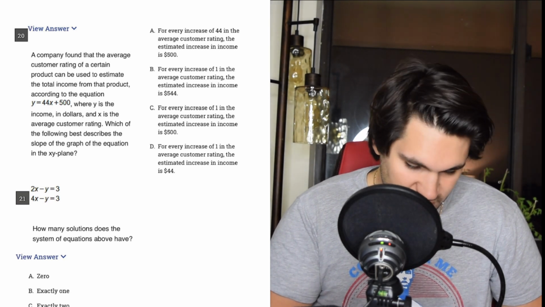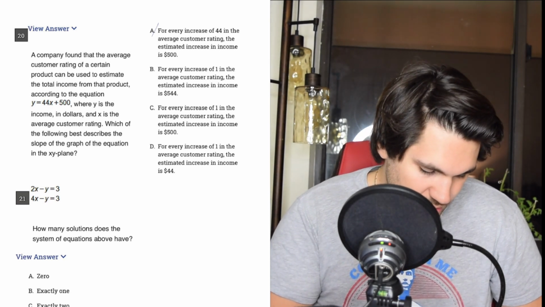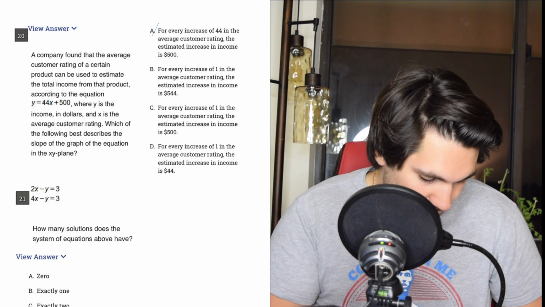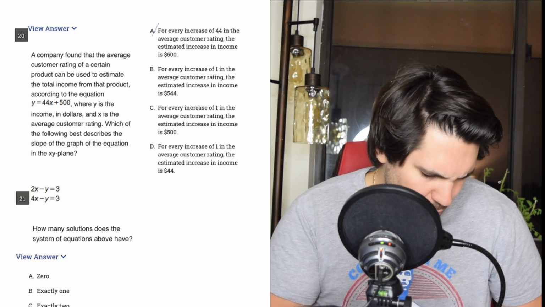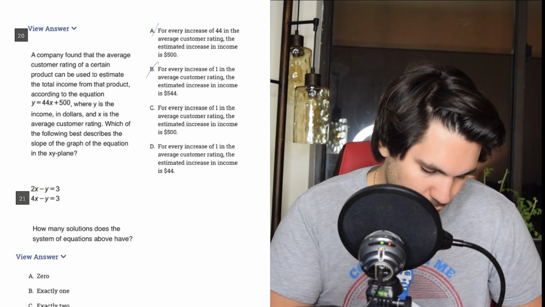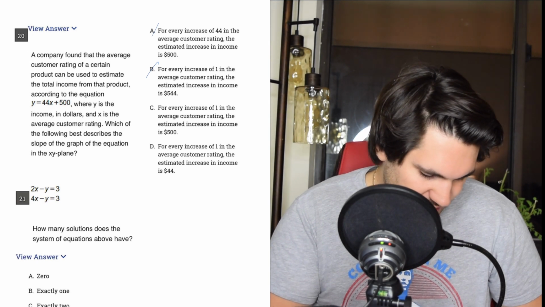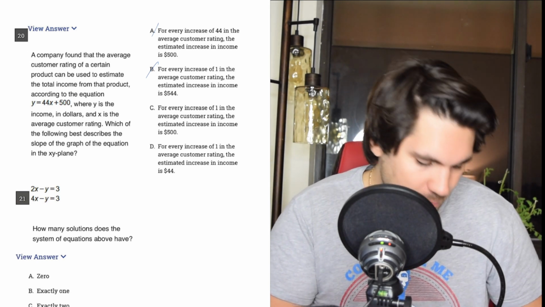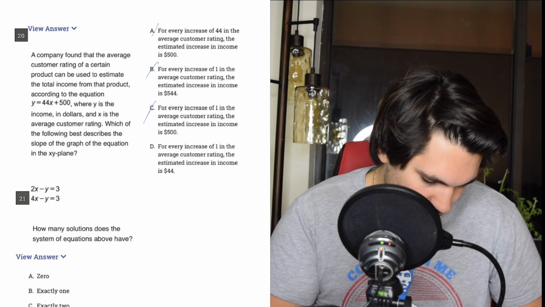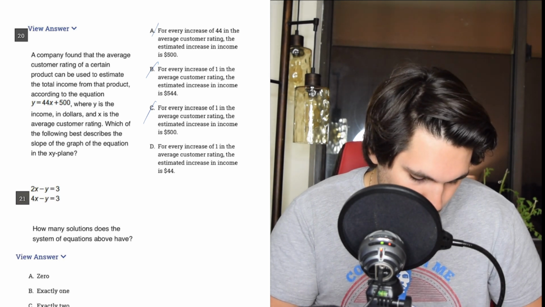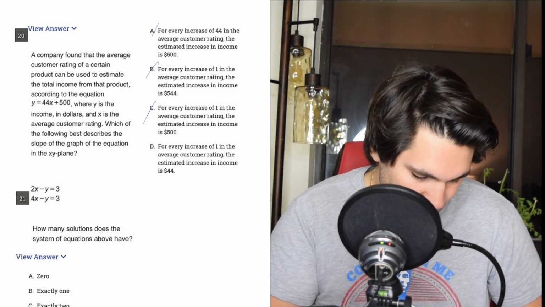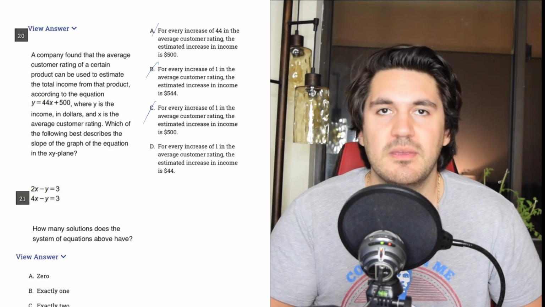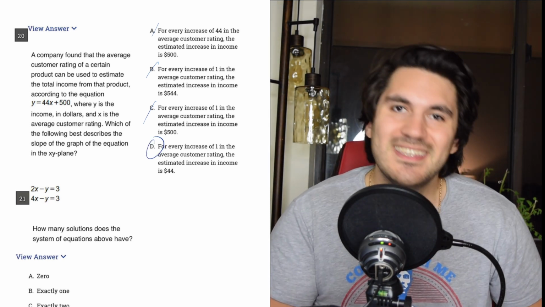So just looking at it, it can't be A. So it could be B, but the 544, that's not the slope, right? The slope is 44, not 544. So B is out. C says 500, but that's the y-intercept, so that's out. For every increase of 1 in the average customer rating, the estimated increase in income is 44. Correct, because that's what the slope is. So D is the answer.